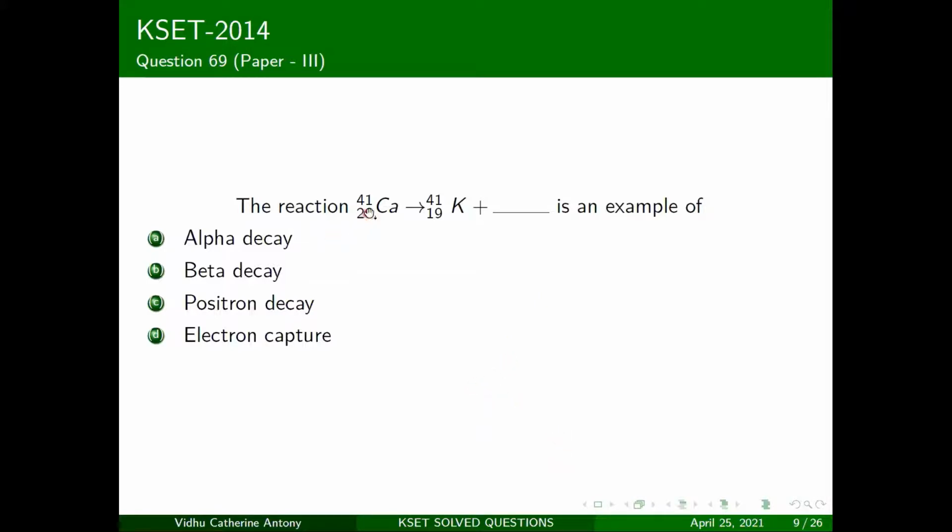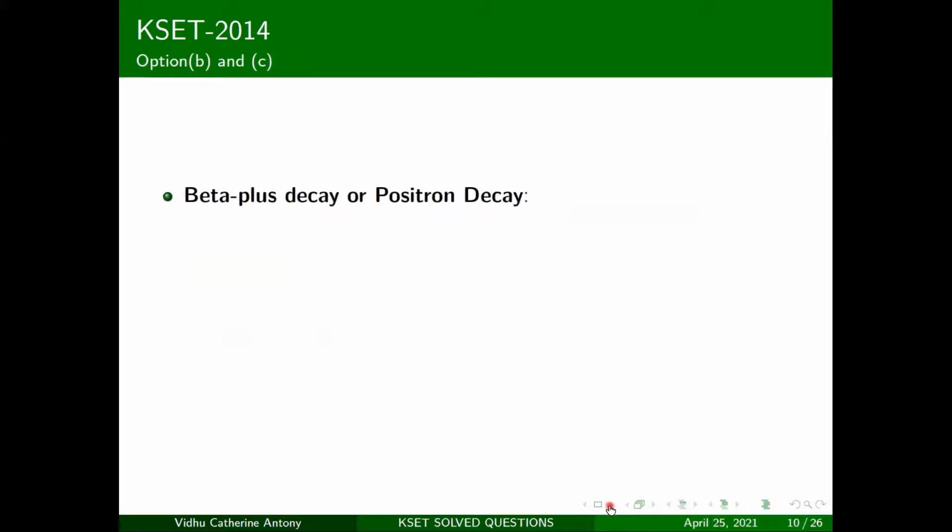Now, the reaction here, you have a calcium atom, and here you have potassium. So basically, you're getting a decrease in the atomic number by 1. That is basically associated with beta decay whenever you have a decrease in atomic number by 1. But what is being emitted is a positron. So let's look at this. It is a beta plus decay or a positron decay. So you have a positron and a neutrino that's emitted out here. This is basically how the equation goes.